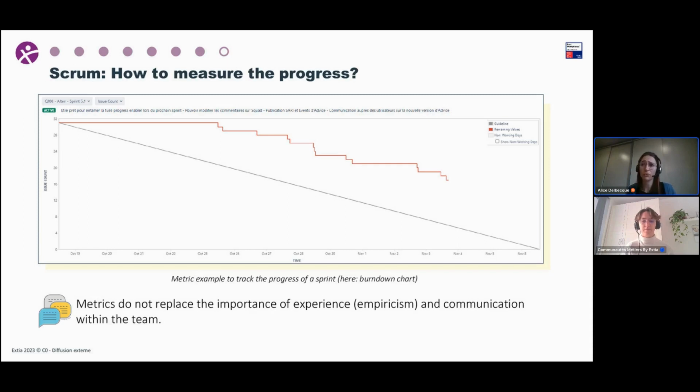It's also really important to say that the metrics do not replace the importance of the experience, meaning that, for instance, when you see something like that, you can say, oh, but there is a big problem. We are not able to close any topic at the beginning of the sprint. But if we have a look at the past, we can see that it's always the same and it's perfectly normal at the beginning. So really, metrics do not replace the importance of empiricism and the communication within the team. However, it's still important to see if we have a big impediment, for instance, or not. So that's why I wanted to show you that.